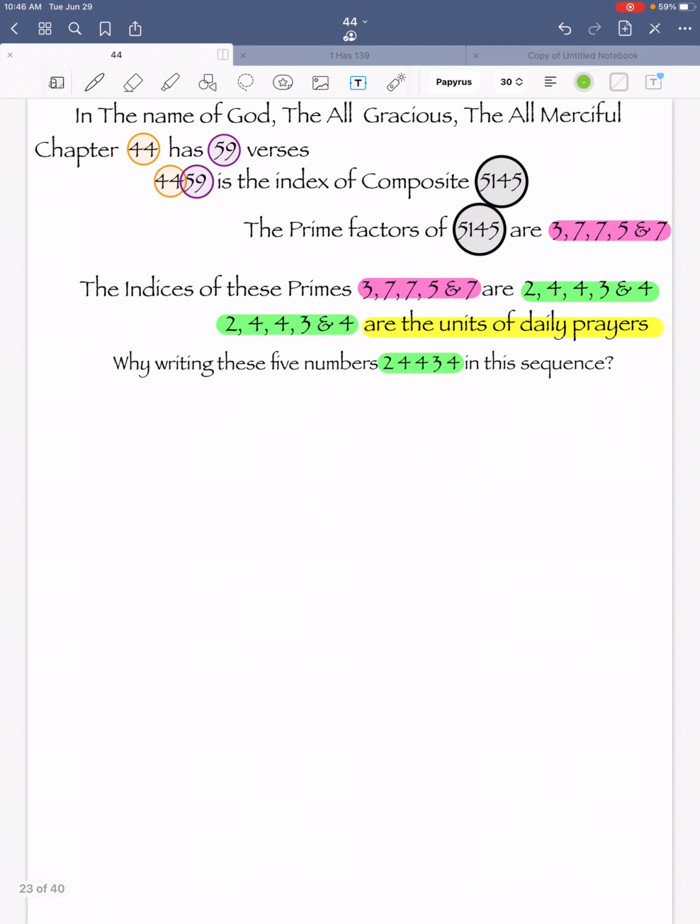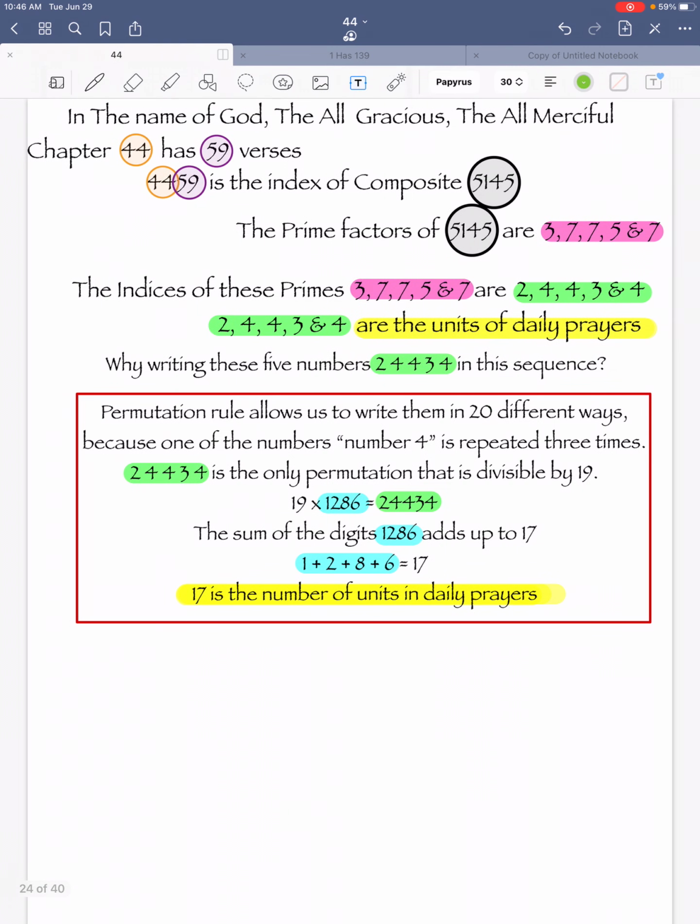Why write these 5 numbers, 2, 4, 4, 3, 4 in this sequence? Why in this specific sequence? And why not 3, 2, 4, 4, 4, or any other combination of these 5 numbers? Well, here's the answer. Permutation rule allows us to write them in 20 different ways, because one of the numbers, number 4, is repeated 3 times. 2, 4, 4, 3, 4 is the only permutation that is divisible by 19. That means 19 times a number will give us 2, 4, 4, 3, 4. And that number that we're talking about is 1286.